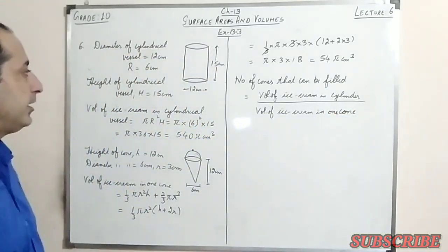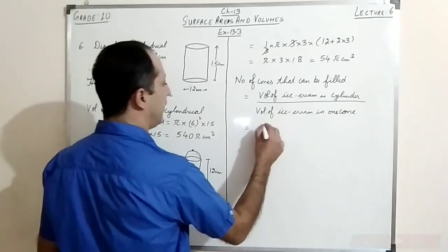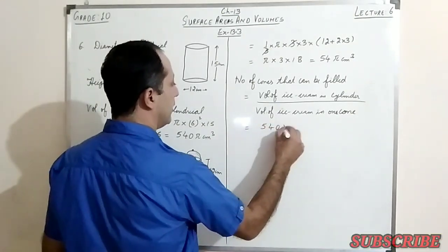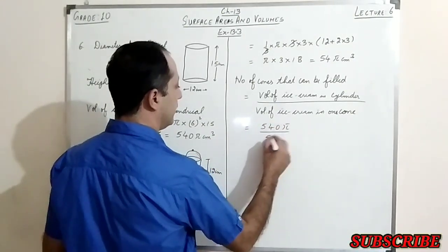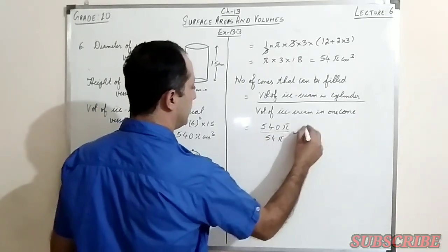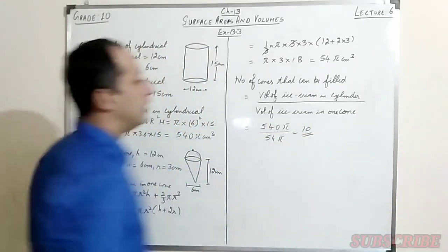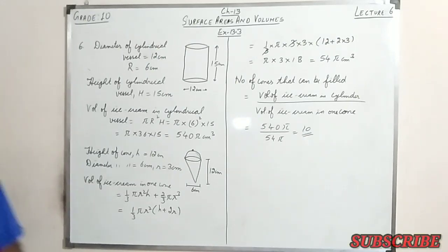Right, so we divide these two and we get it as, this is 540 pi upon 54 pi, and we get it as 10. So 10 number of cones can be filled with the given amount of the ice cream in the cylinder. Right, this is the solution of question number 5. Now let's go to the next question.